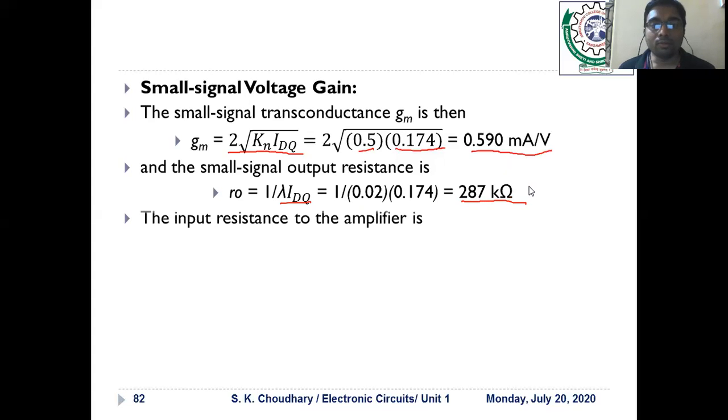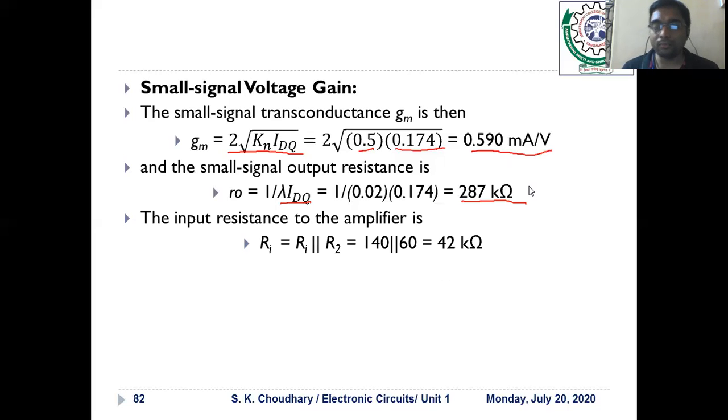See the input resistance again of the amplifier. So it is R1. As we know that the input impedance of the transistor is infinite, but when we are talking about the common source amplifier circuit, the input impedance of the common source amplifier circuit depends upon the parallel combination of R1 and R2.